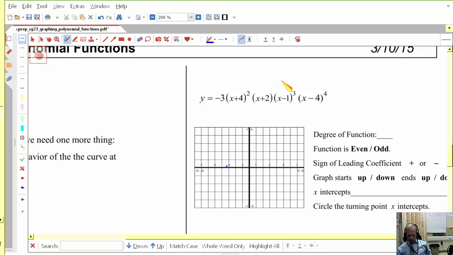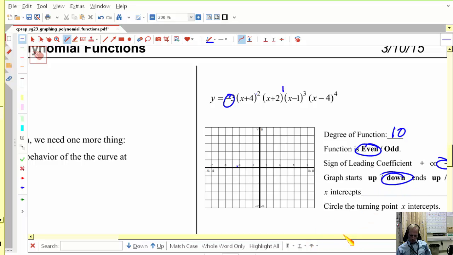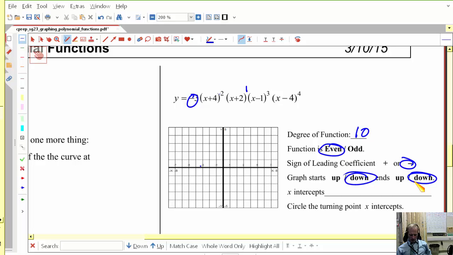And in this first one, the degree of the function is going to be 2 plus 1 is 3, 3 and 3 is 6, 6 and 4 is 10. That's an even number. The sign of the leading coefficient is negative. So negative even, if you look in that table, is down, down. Okay, so now what are the x-intercepts? Well, you go through each factor, and for each factor I reverse the sign that's in front of the number. So negative 4, negative 2, 1, and 4. And now it says circle the turning point x-intercepts.